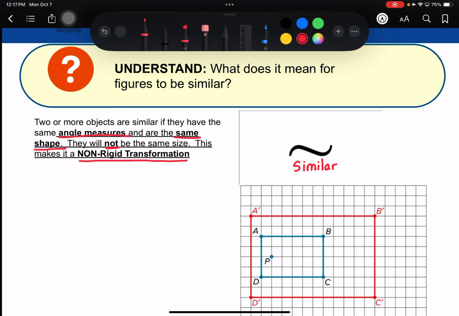It's similar, and remember, this shape means what? This is from last unit. Congruent. You got to know the difference.